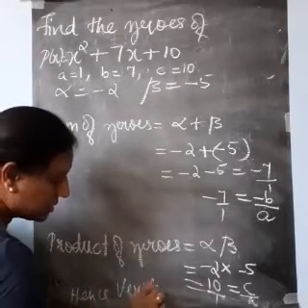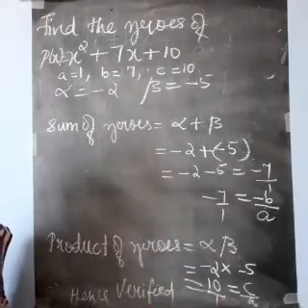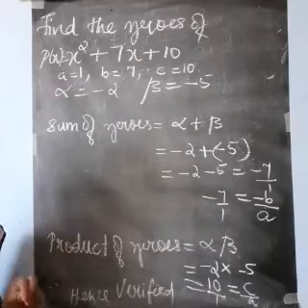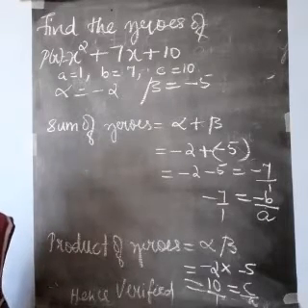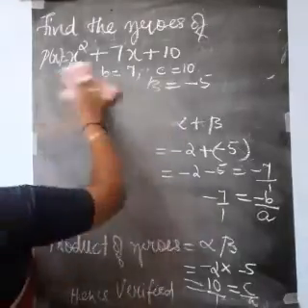So this is a 2-mark question. The 1 mark will be to find the zeros and the other mark will be to verify the relationship between the zeros and its coefficients. Okay, let us go through another example.